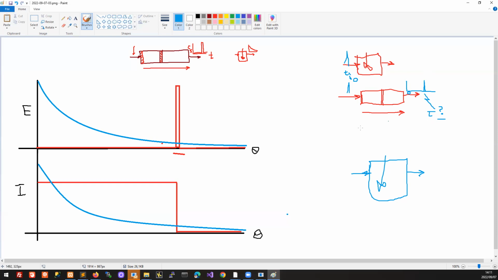So we are expecting our PFR, the exit RTD specifically, so E of theta, we are expecting a spike here, and that spike will occur at theta equals tau. Okay, so that's one bit. Then the other part is, how do we show the spike? How high is the spike?